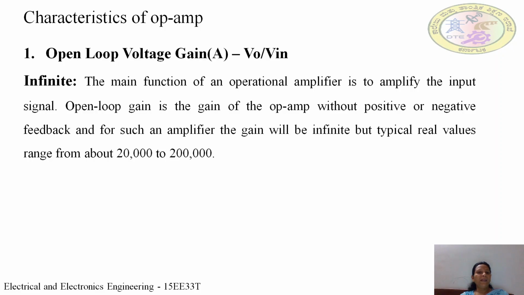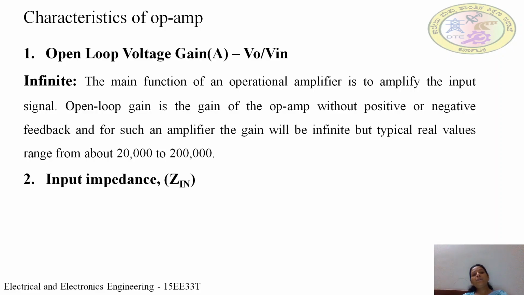So open loop gain is nothing but the gain of the op-amp without any feedback. For such an amplifier, the open loop gain is infinite. So the gain of the operational amplifier is infinite ideally, but real values range from around 20,000 to 2 lakh. Such a huge voltage gain leads to their various applications.